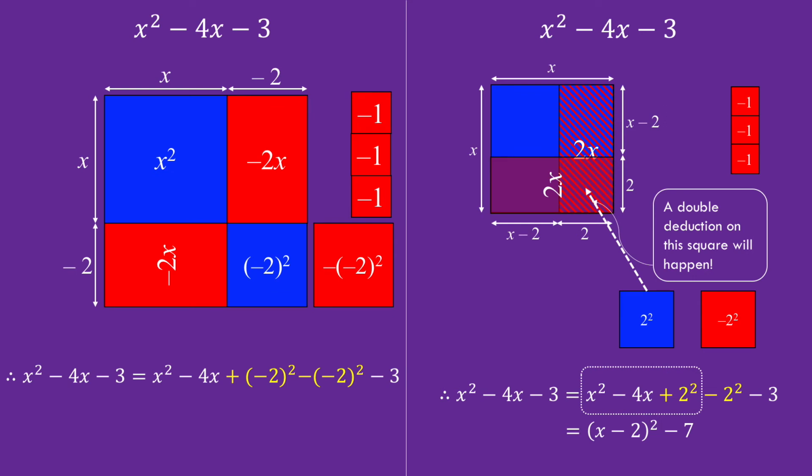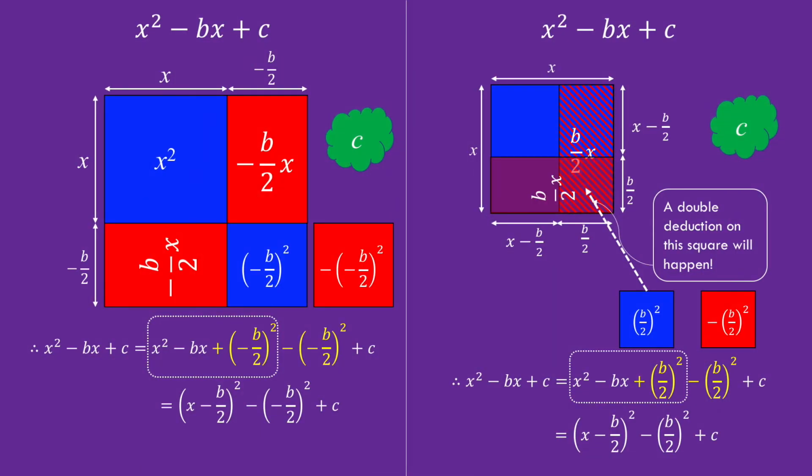Adding a zero pair of negative 2 squared, group the first 3 terms to form the perfect square and evaluate the remaining. We can generalize this for any positive real coefficient b and any constant term c to give us the same result. Now pay close attention to the algebraic expressions below. The expression on the left can still be simplified further. Notice that minus b over 2 squared will always be positive as any negative number when squared becomes positive. As such, we can safely drop the negative sign in the squared function, hence giving us the same expression on the right.